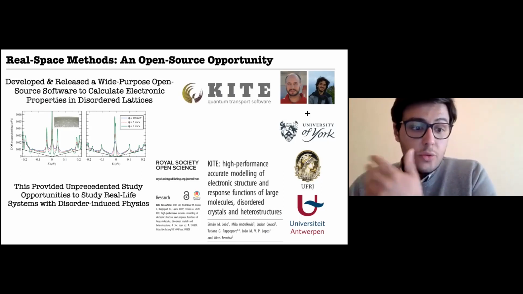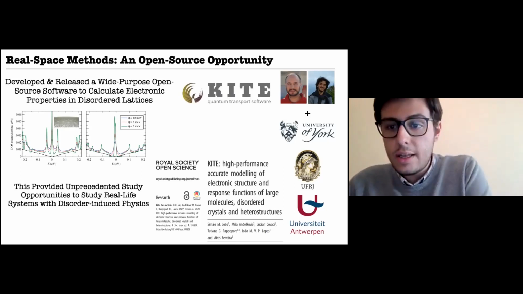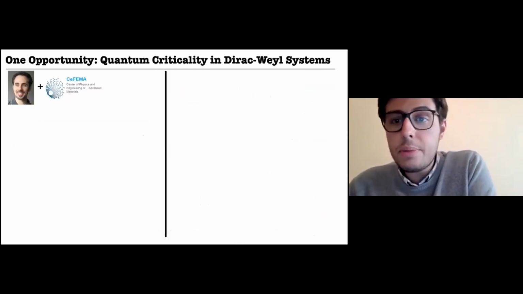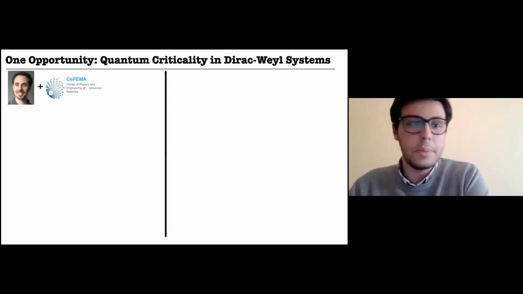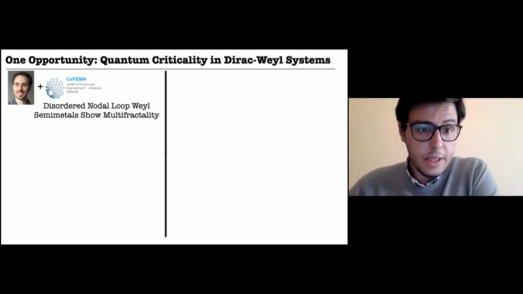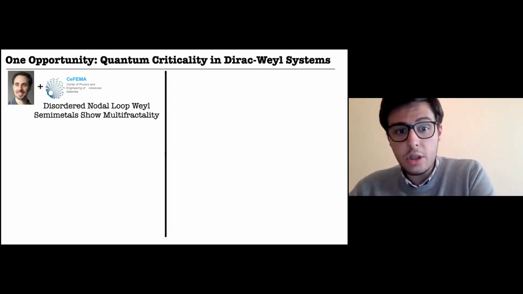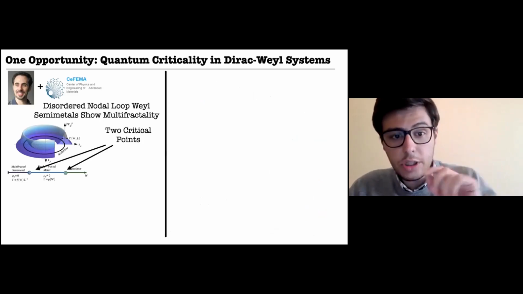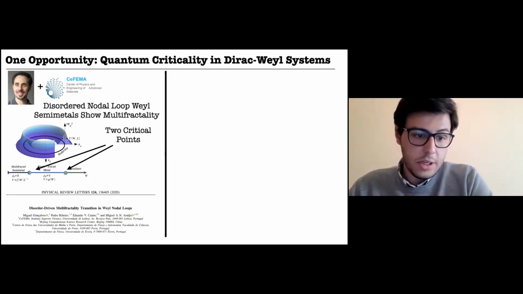And importantly, this software also provided us with unprecedented opportunities to study real-life systems with interesting disorder-induced physics. And here I have two examples where we have done that. We have used the technology that was developed in KITE to study systems that are very interesting today. For example, Eduardo, together with his collaborators in CFP in Lisbon, studied what happens when you have a disordered Weyl semi-metal, and he saw that there are actually two critical points where the nature of the electronic states change due to an increase in disorder.